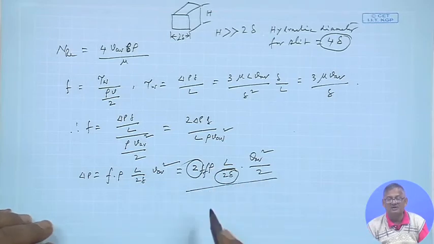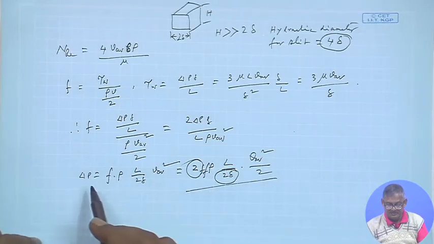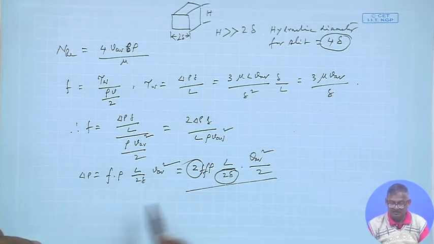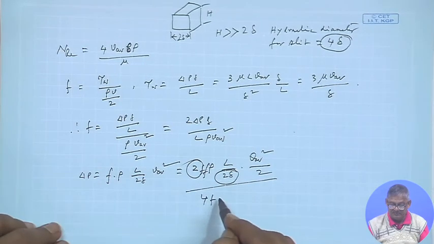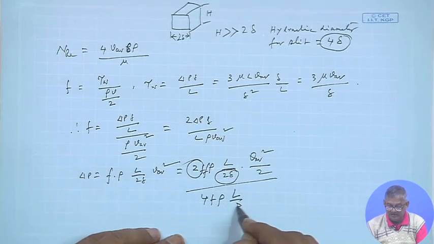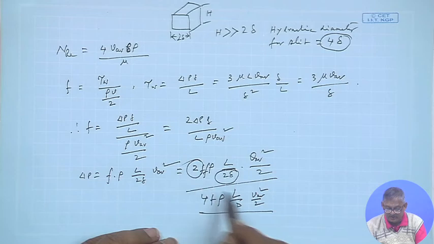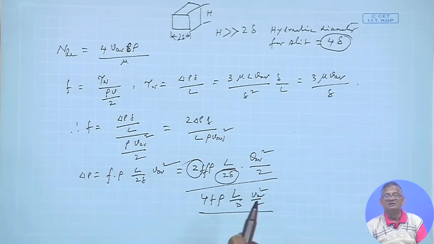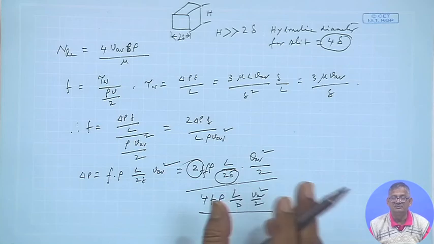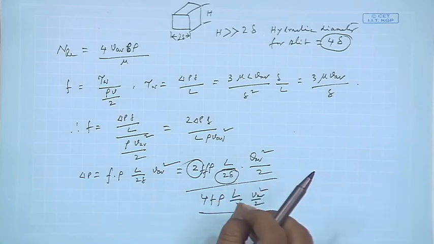So if we remember for the pipe flow what delta P was, with F that was 4F rho L by D V square by 2, right. So that was for the pipe flow. So this is also analogous. So that is why, as I said, if you find out all 4, you will find them to be so different, and then you should have all these together in one page, and then it will be easy for you to remember.